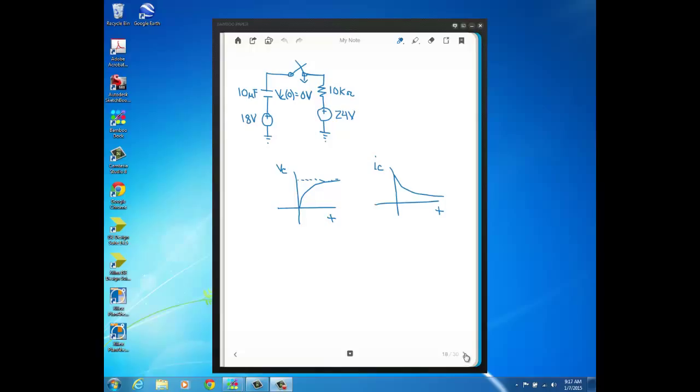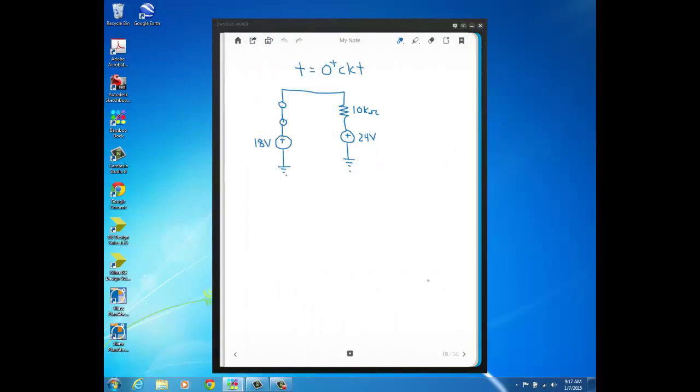So to start off, we're going to analyze the t equals 0 plus circuit. We replace the initially uncharged capacitor with a short, and if I find the voltage across that short, that's going to be the same as the voltage across the capacitor at t equals 0 plus. And the voltage across the short, as we've seen many times, is 0 volts. And then if I find the current for the short, that's the current for the capacitor at t equals 0 plus.